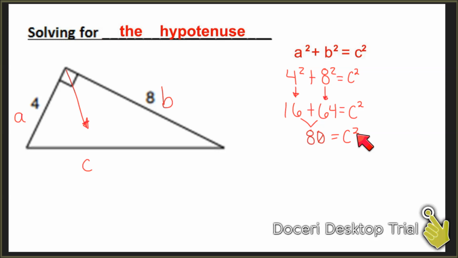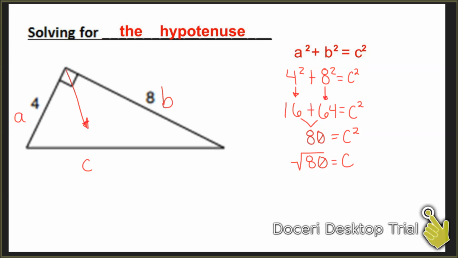In the Pythagorean theorem, our last step is always going to be to square root whatever number we are left with that's by itself, our constant. So our final step is going to be to square root 80. And that's going to give us what c is.